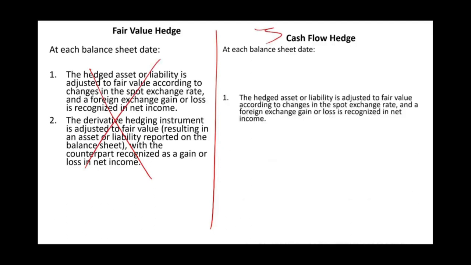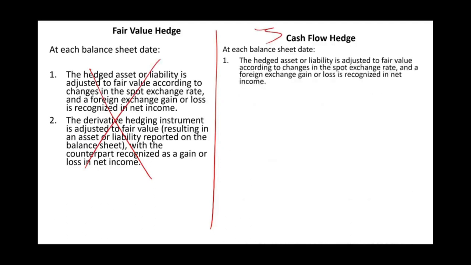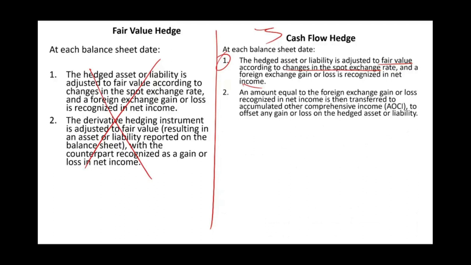So with the cash flow hedge, at the end of the period, the hedged asset or the liability is adjusted to fair value according to the change in the spot exchange rate, and the foreign exchange gain or loss is recognized in net income. So this is what we have to do. Then also we have to recognize an amount equal to the foreign exchange gain or loss. So if you have a gain, you have to report a loss. If you reported a loss here, you have to report a gain here. If you reported a gain here, a gain in step one, you have to report a loss in step two.